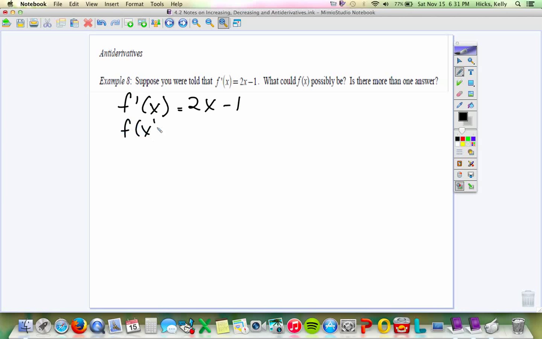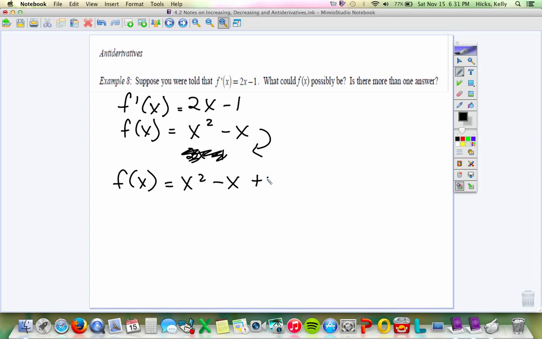Well, the original function would be something along the lines of x squared minus x. Do you agree? Because now if we go backwards, or what we consider forwards, and take the derivative of that, we would have 2x minus 1, right? Okay, I'm brain farting here, I'm sorry. What could f of x possibly be? Well, it would be x squared minus x, but the question is, is there more than one answer?